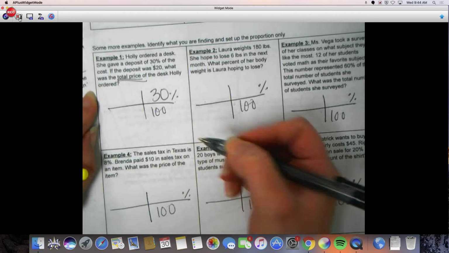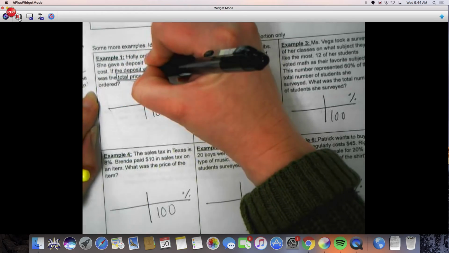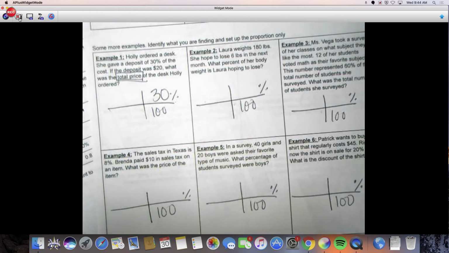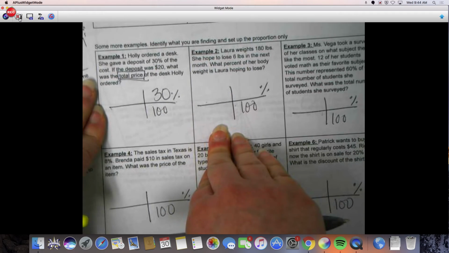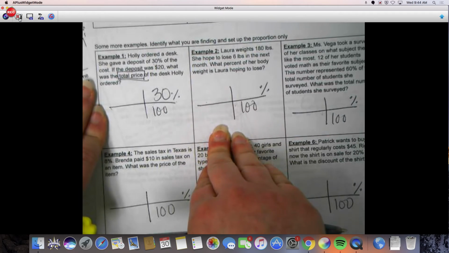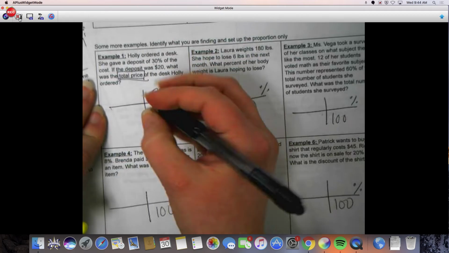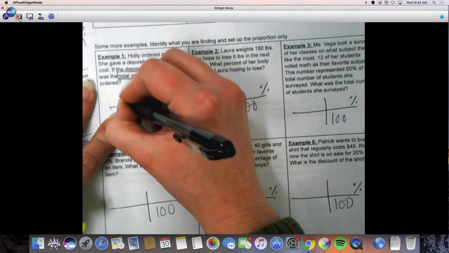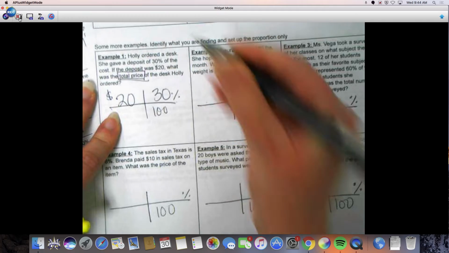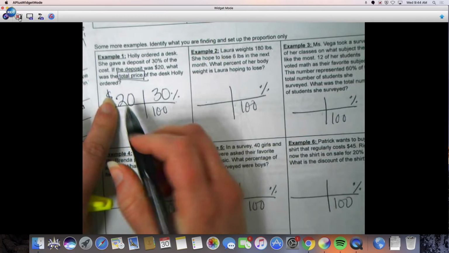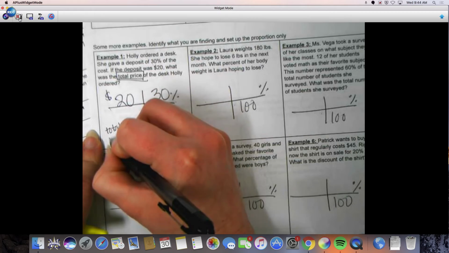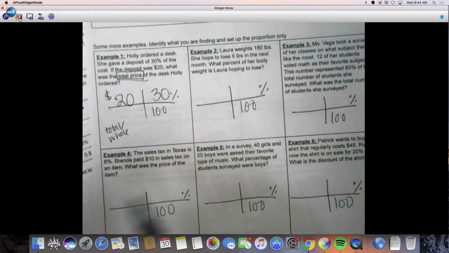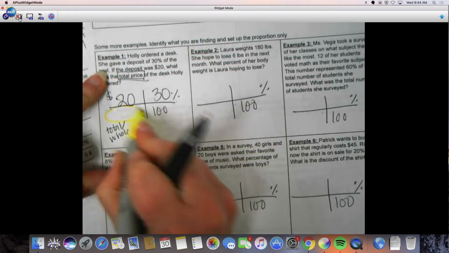Think about your keywords, and you're searching for the total, so think of where total would go. Pause the video right now to set up this proportion, and then when you're done, check your answer. Okay, so we put our deposit on top because it's part of the price, and the total, or the whole, is what we're searching for on the bottom. That's why we left this blank.